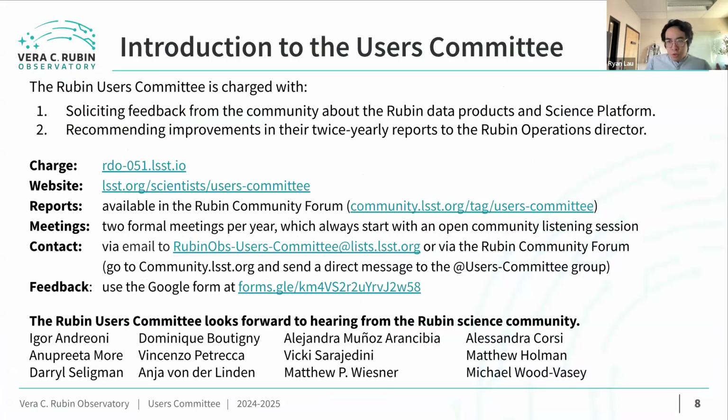An intro to the Users Committee. For those who aren't familiar, the Rubin Users Committee is charged with getting feedback from the community, so you folks, and then especially about the Rubin data products and the science platform, which is exactly what we're going to be focusing on today. And then they provide twice yearly reports to the Rubin Operations Director to make sure we're getting this provided in the best way possible for the community. If you want to contact the Users Committee, feel free to use this email here. Here are the folks who are on the Users Committee, so you could also, I'm sure, contact them directly.